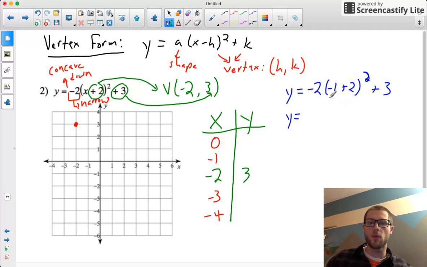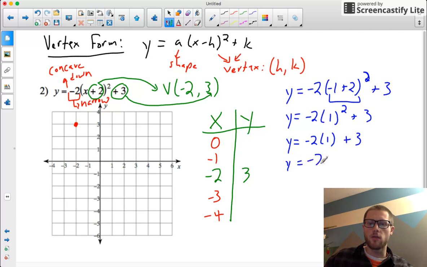So we're going to take care of the parentheses first. And I'm going to get a -2 times, this comes out to be a 1, squared plus 3. Next step will be to square the 1, and that's pretty straightforward. That is 1 plus 3. And let's multiply -2 times 1 and add 3. And that's going to come out to be y equals 1. So that will be my y value when x equals -1.